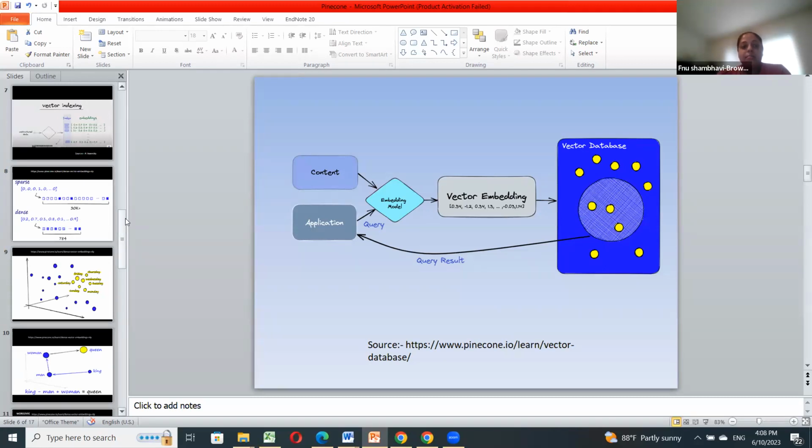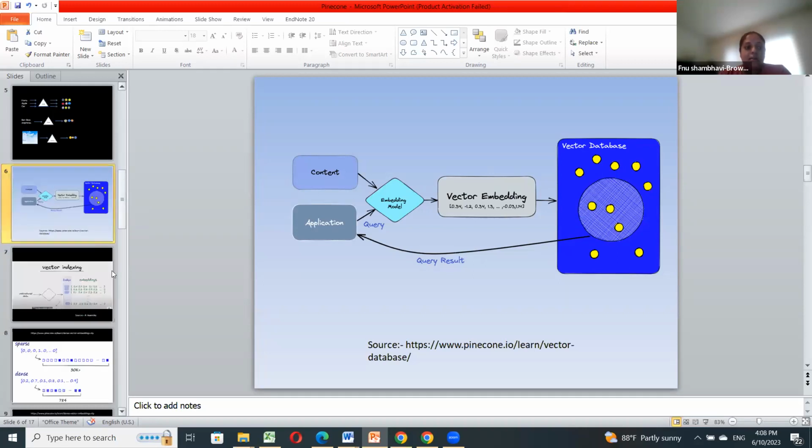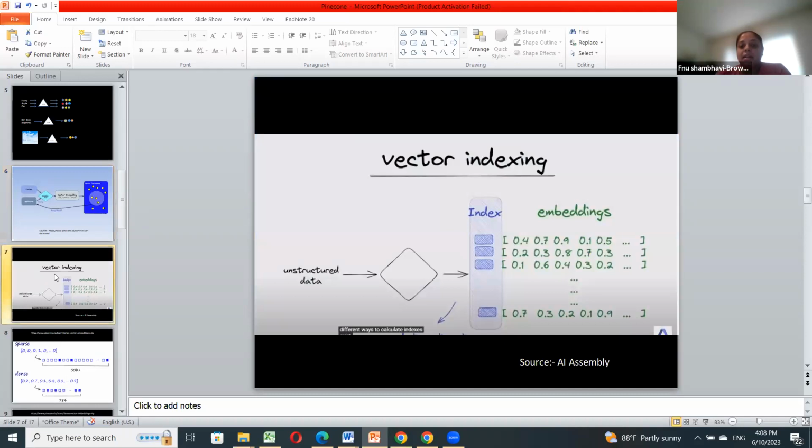Apart from this, indexing of these vectors, which we are storing as data, is very important, because it helps make your search or retrieval very fast. The data is in the form of numbers, as you can see here. The machine is able to understand numbers more easily as compared to text or an image.